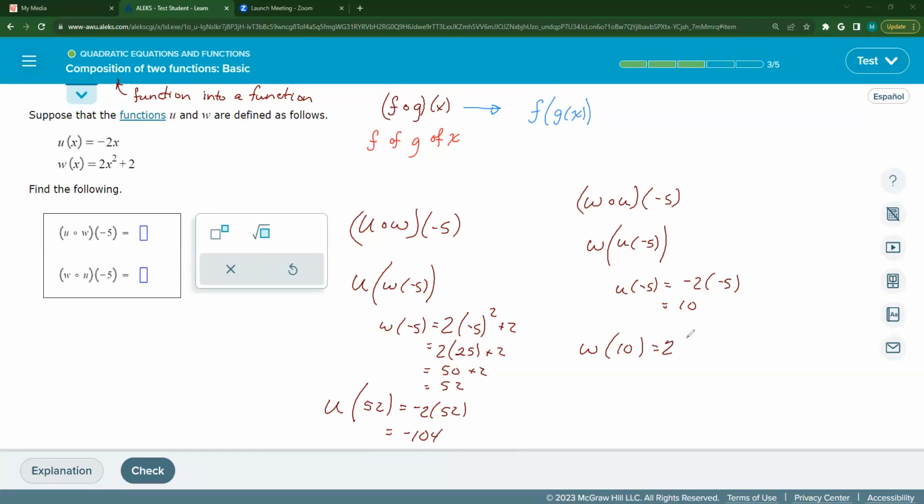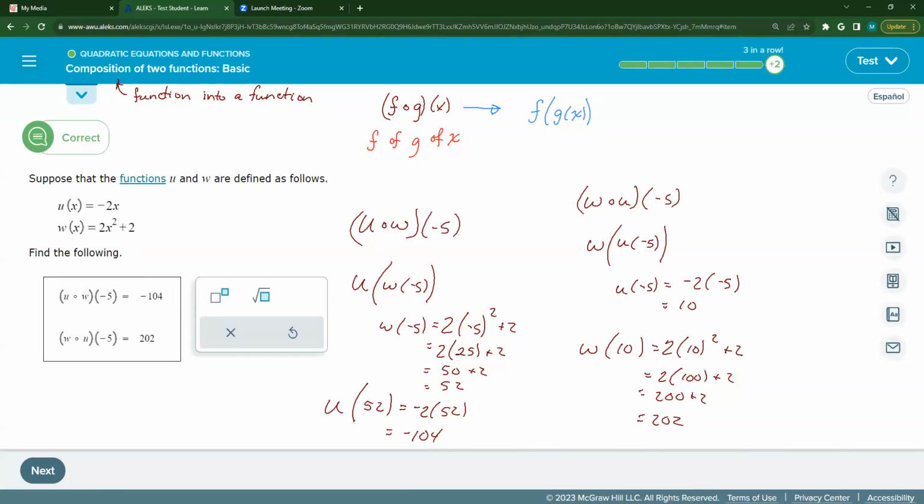And that'll be 2. Instead of the x, we're putting a 10 squared plus 2 equals 2 times 100 plus 2, 200 plus 2, 202. All right, both of these seem big, but we're going to go with it. -104 and 202. Check our answers, and we are good to go with this topic.